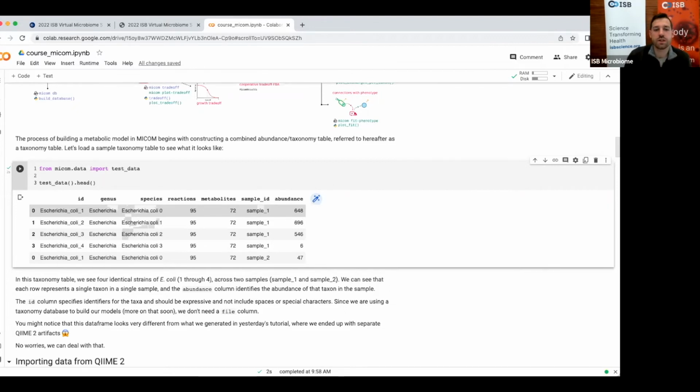We also see that we have a sample ID column. This is required to tell Mycom which sample each of these taxa is residing in. And then we have an abundance column, which in this case shows us read counts and just tells us how abundant that taxon is in that given sample.